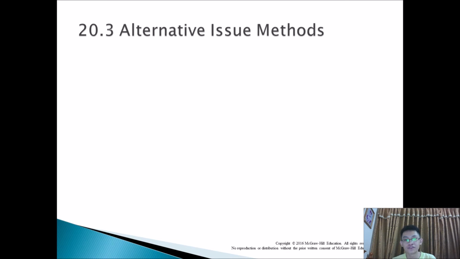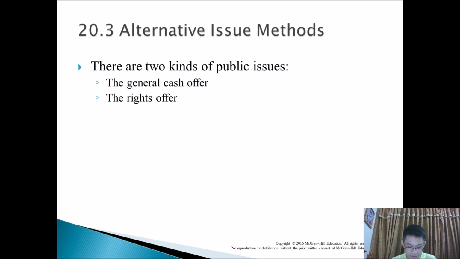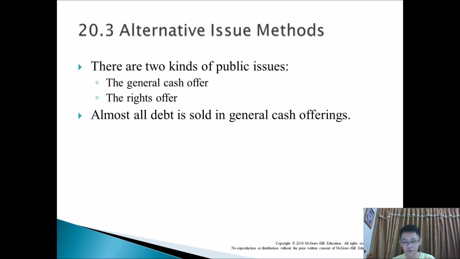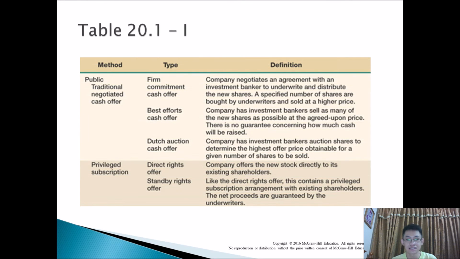Next, we move on to learning objective 3, which is the alternative issue methods. When a company decides to issue new securities, it can sell them in a public issue or a private issue. There are two kinds of public issues: the general cash offer and the rights offer. It should be noted that almost all debt is sold in general cash offerings. This table shows us all of the methods of issuing new securities.